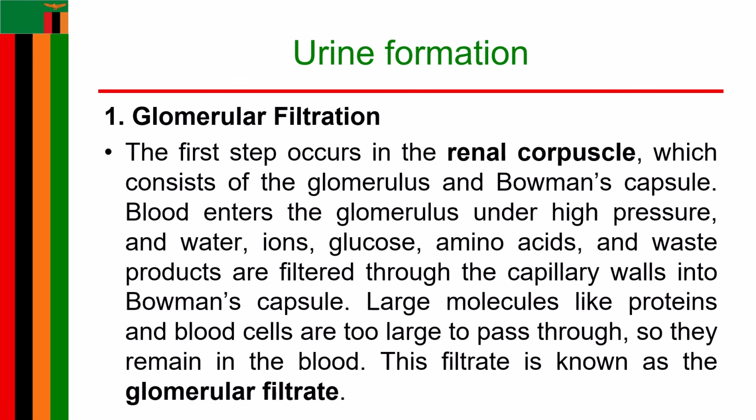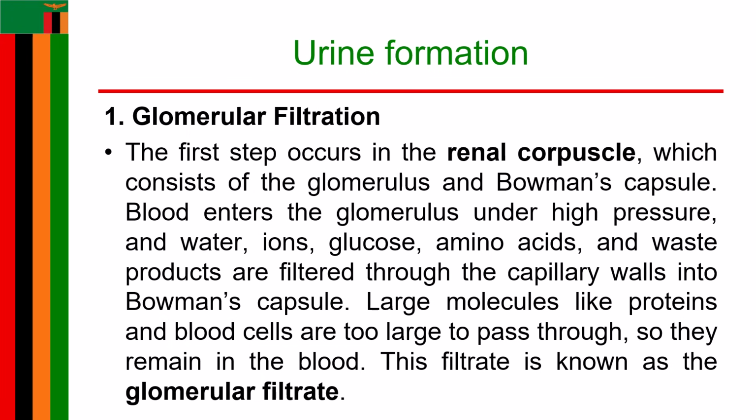And inside the renal corpuscles, this is where we find the glomerulus, which is housed by the Bowman's capsule, if you're able to remember the structure of the nephron. So at this particular phase, the blood enters the glomerulus under high pressure, and water, ions, glucose, amino acids, and waste products are filtered through the capillaries into the Bowman's capsule.